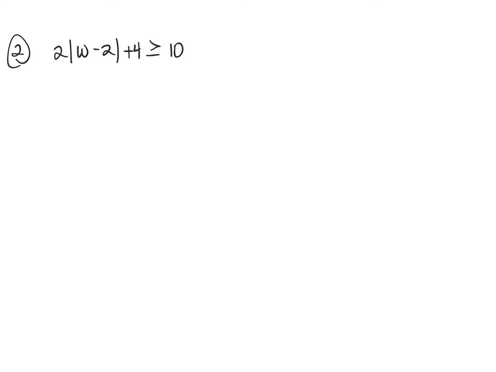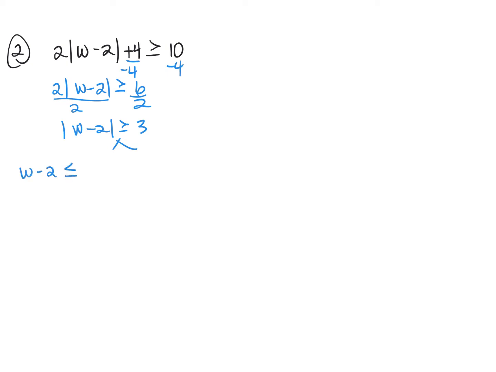All right, number 2 has a couple extra steps. So let's start this by first moving this 4 over by subtracting it from both sides. So I will have 2 times the absolute value of w minus 2 is greater than 6. Now I'm going to divide both sides by 2. And have the absolute value of w minus 2 is greater than or equal to 3. Now we're ready to split this up like we've done before. W minus 2, I need to switch my inequality to less than or equal to and make it negative 3. On the right side, I just take it out of the absolute value bars and leave it alone.